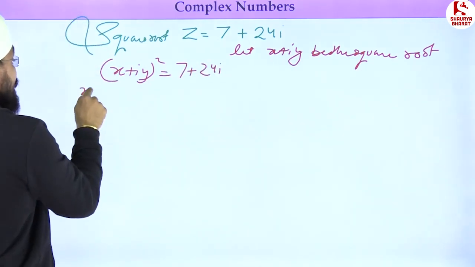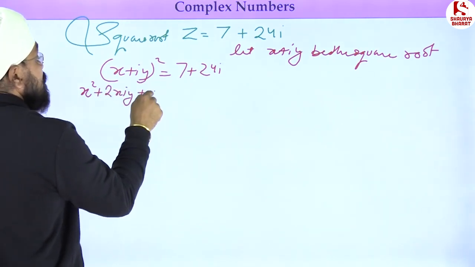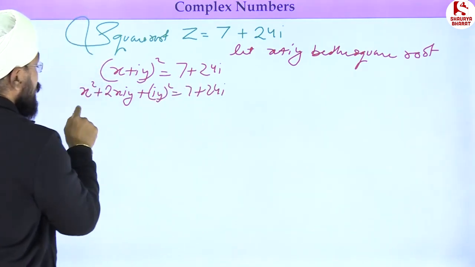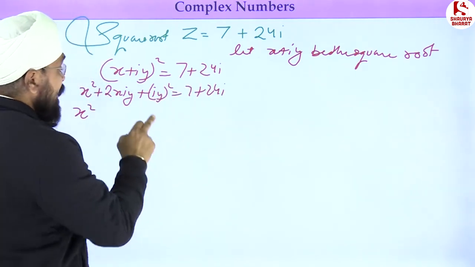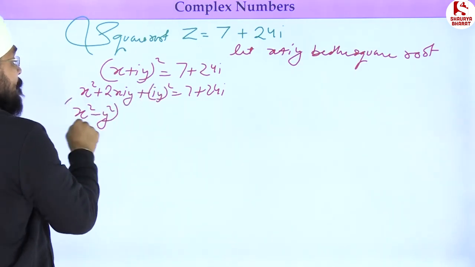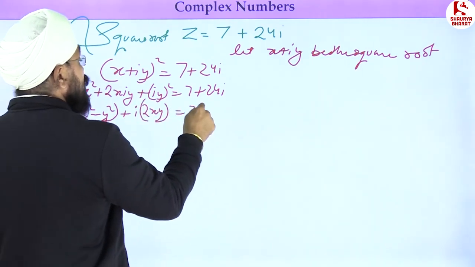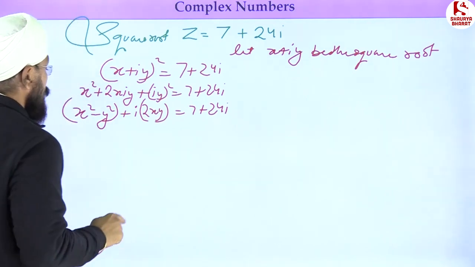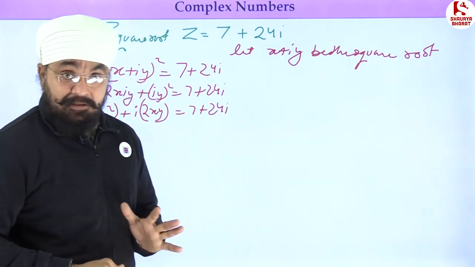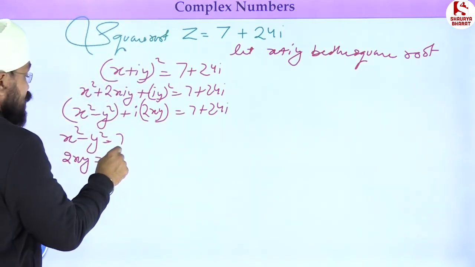So this is x² plus 2x iota y plus (iota y) whole square, that is equal to 7 plus 24 iota. So this becomes x², and here you can see that (iota y) whole square will be equal to minus y². Then we have iota common, 2xy, that is equal to 7 plus 24 iota. So on comparing the real part, x² − y² is equal to 7, and the imaginary part 2xy is given as 24.